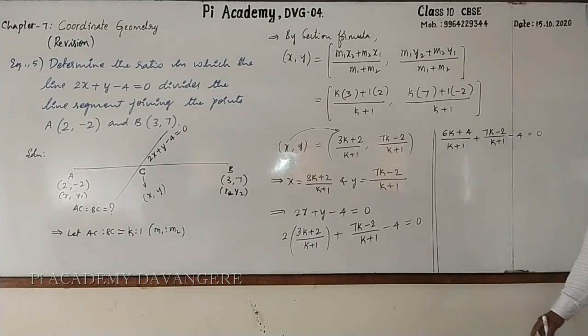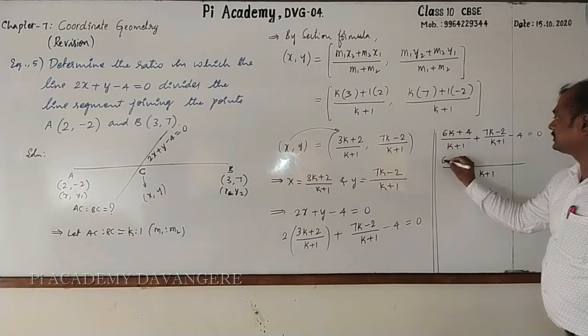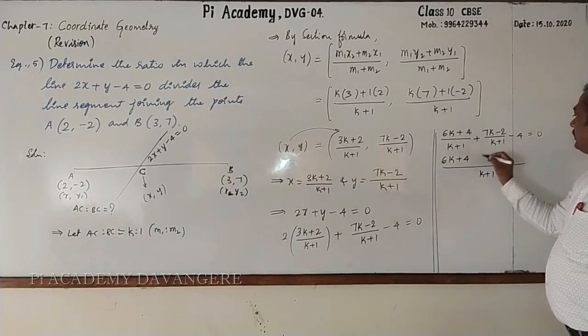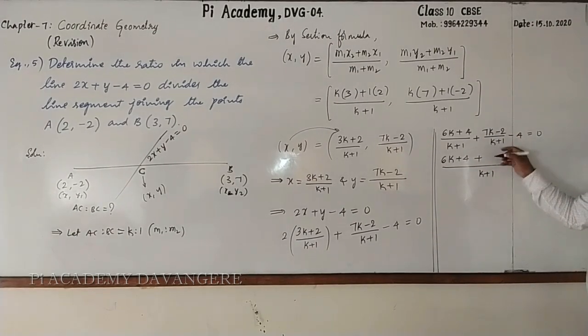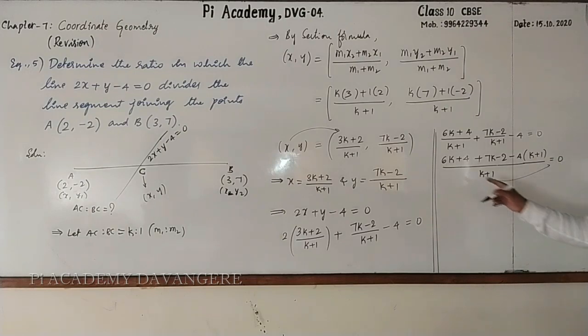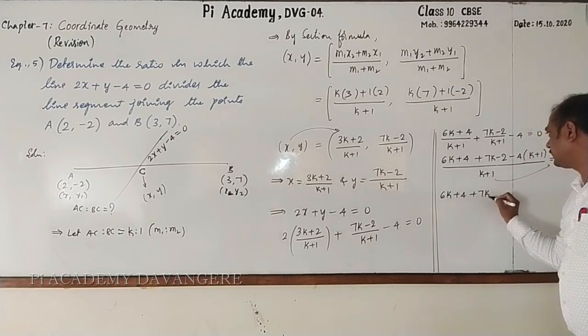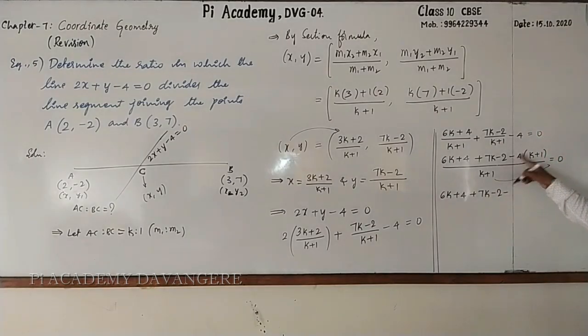Take the LCM of the denominator, it will be k + 1. Then this is 6k + 4 plus 7k - 2, and multiply LCM with the last term, minus 4 of (k + 1), is equal to 0. Then on multiplying (k + 1) with 0, it will be 0. Now this is 6k + 4 + 7k - 2, and multiply -4 with both the terms: -4k - 4 = 0.